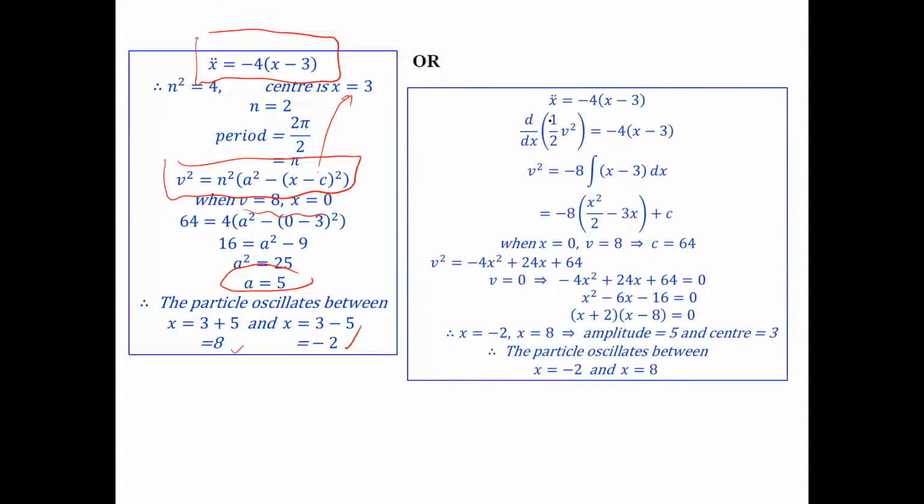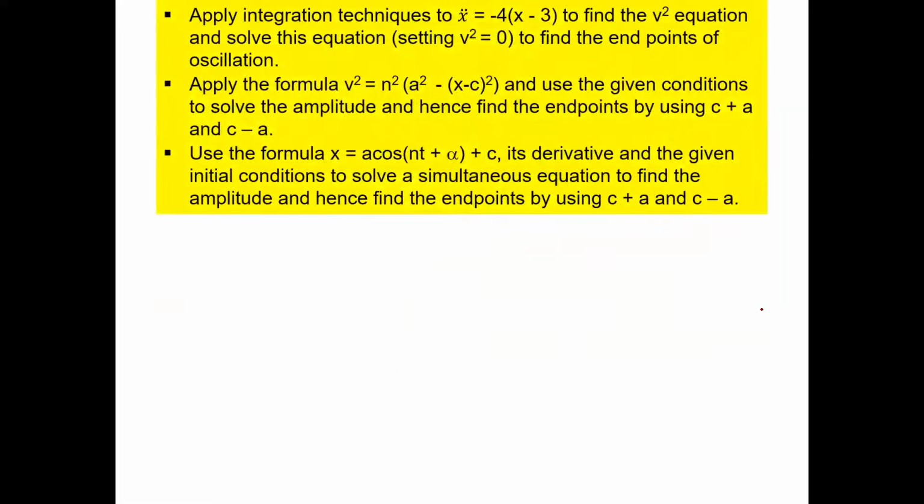Option 2 is to replace acceleration by d/dx of half v squared and integrate, find the constant, then equate v equals 0 and solve for the extremities. Better responses applied integration techniques to find v squared and then set v squared equals 0 to find the endpoints.